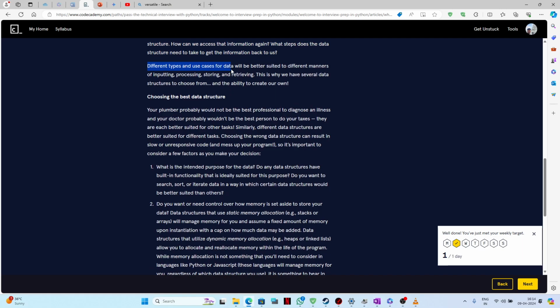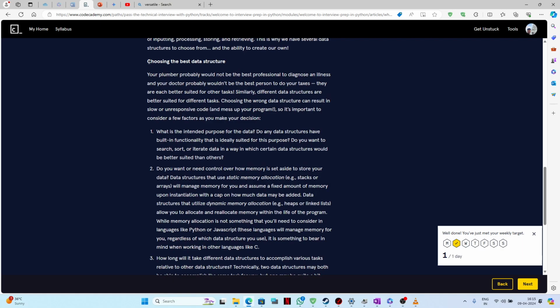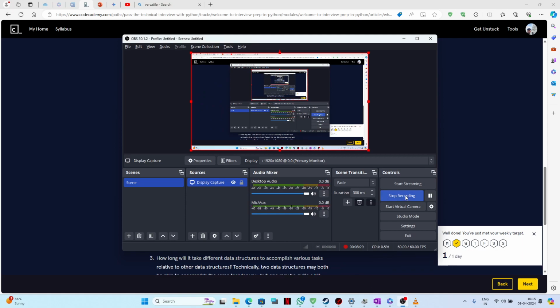Different types and use cases for data will be better suited to different manners of inputting, processing, storing, and retrieving data. This is why we have several data structures to choose from and the ability to create our own. Choosing the best data structure may be difficult.